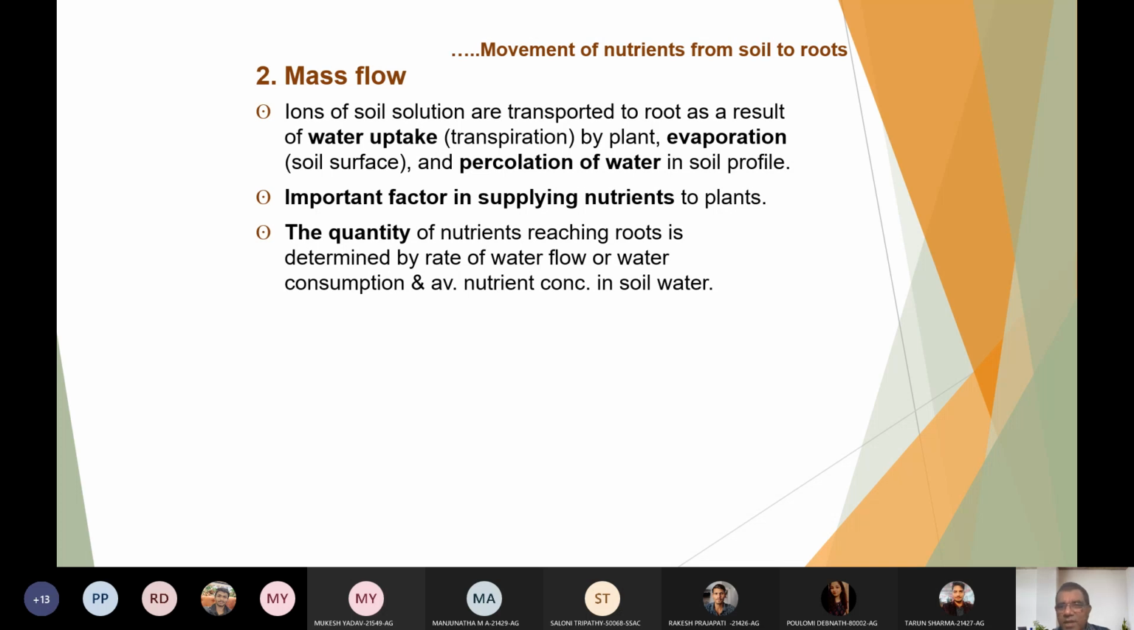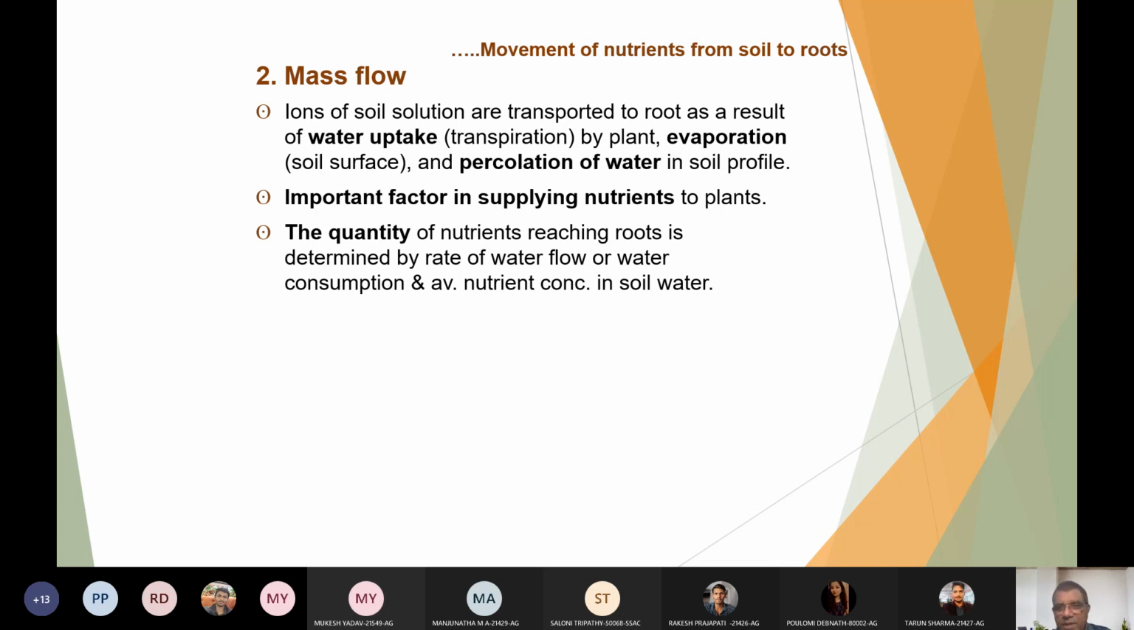So it is just a kind of continuum, by plant uptake, evaporation on the soil surface, and percolation of water in the soil. Because when you apply water on the surface and it goes down, percolation also moves some nutrients to the roots. So it may be a downward or an upward movement of the water. An important factor in supplying nutrients to the plant is mass flow, and the quantity of nutrients reaching roots is determined by the rate of water flow or water consumption.